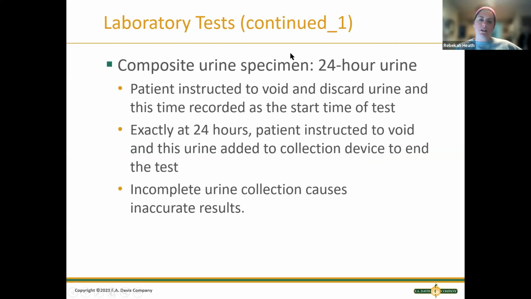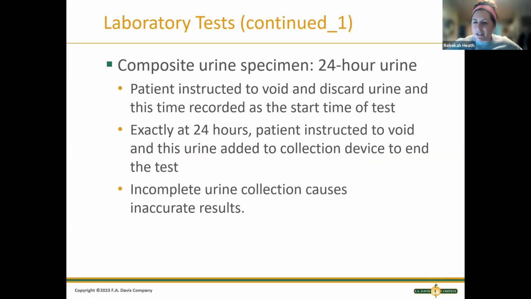So a composite urine specimen, or more commonly known as a 24-hour urine collection. This is really when we're looking at patients with renal function and really want to see more than just that little picture of a one-time urine test. We want to say, hey, in 24 hours, what are they able to excrete? What does this all look like? So you start them at a very specific time.